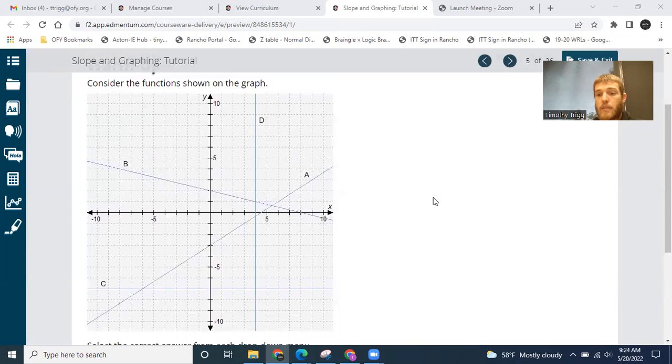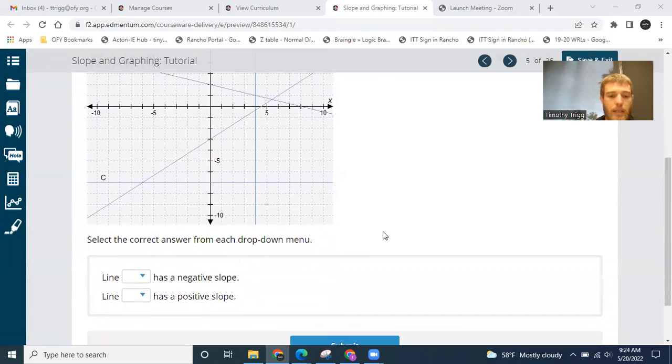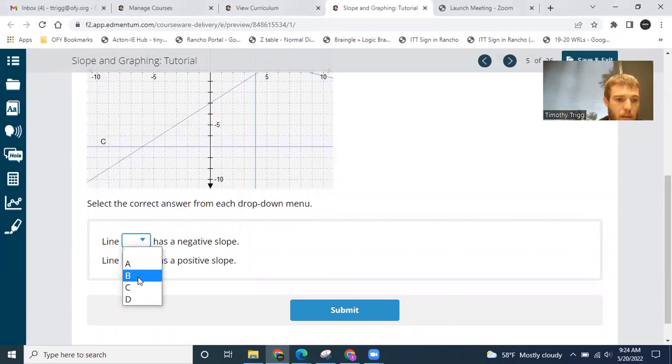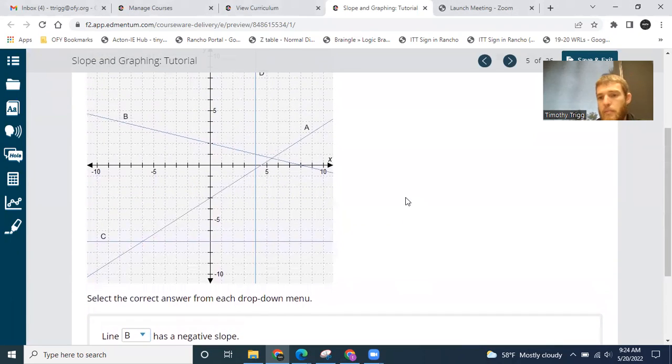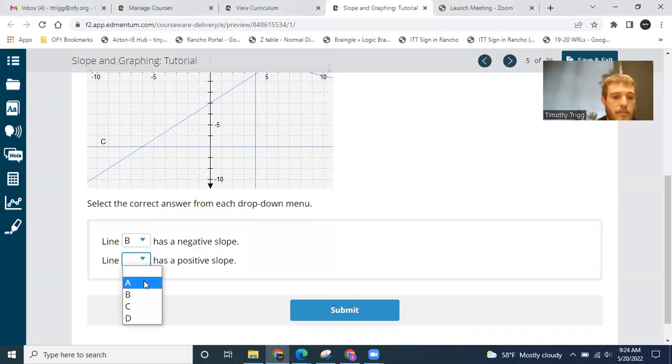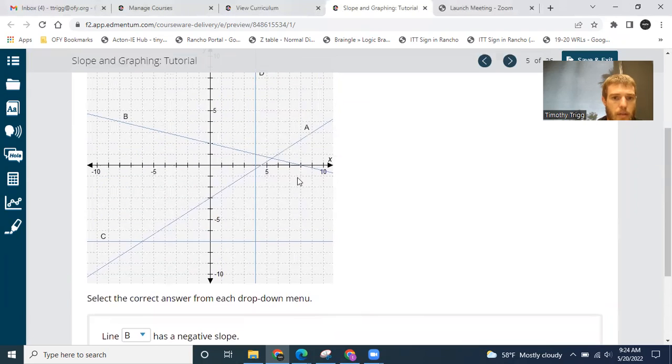To figure out if something has a negative slope, basically it has a downward trajectory from left to right. So as you go from left to right, if it's going downwards, then that's a negative slope. As you can see, line B in this case has a negative slope because as you go left to right, it's going downwards. Similarly, a line going upwards as you go from left to right has a positive slope. So that's line A.